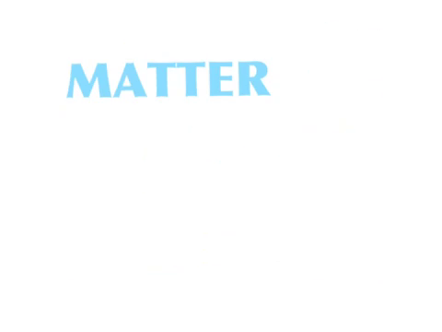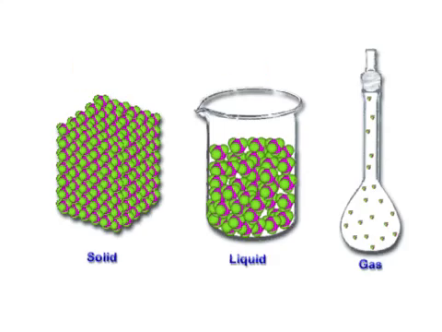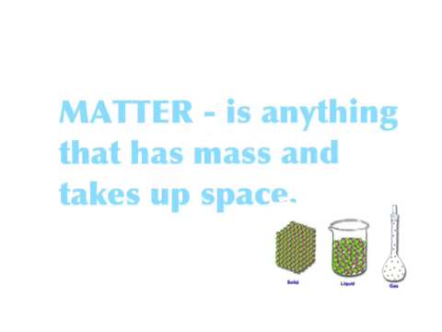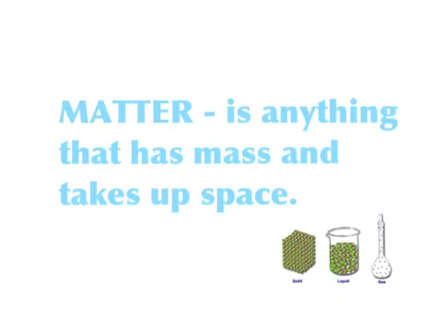So what is matter? All of the things that are in these containers all contain matter because it has a mass, which are little molecules that are there, and they take up some kind of space. Some take up more space than others do. So, under your first flap, matter is anything that has mass and takes up space.